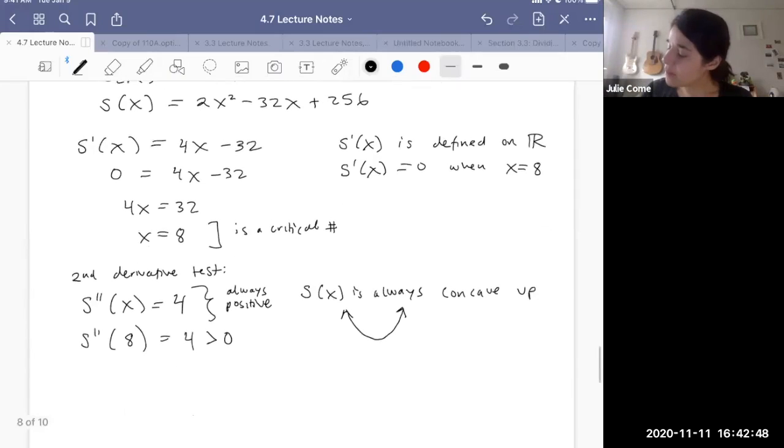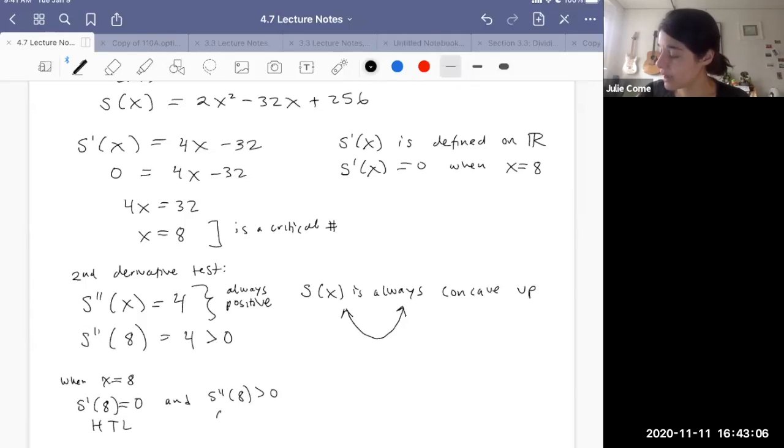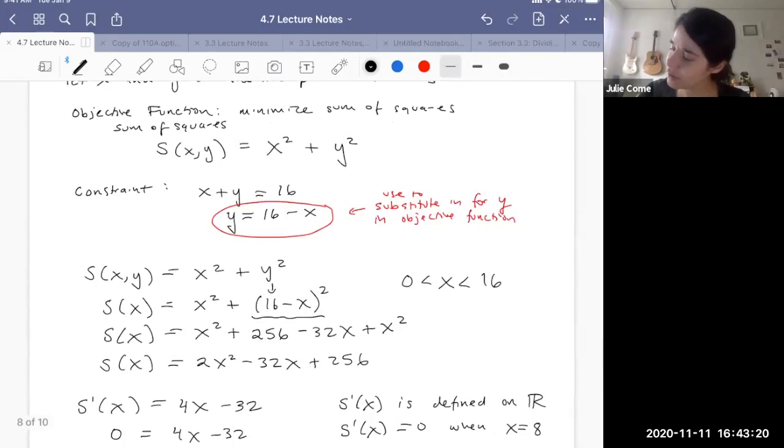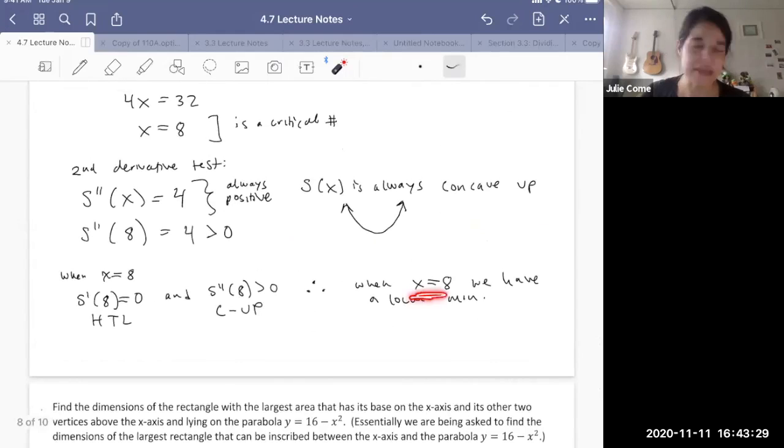Well, what does that mean about our critical number? What we know then is, when x equals 8, s prime of 8 was equal to 0, so we had a horizontal tangent line. And s double prime of 8 was positive, so we had concave up. Therefore, when x equals 8, we have a local min. So that's going to mean that my objective function, in this case, the sum of the squares of these two numbers, is going to be minimized if I let x be 8.